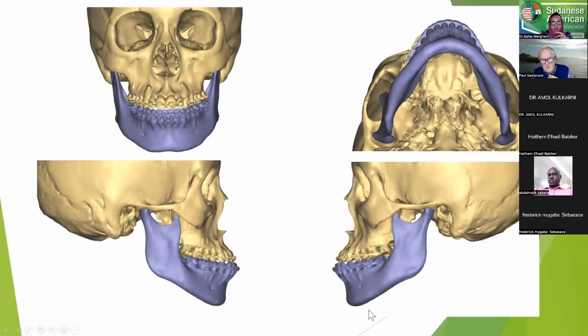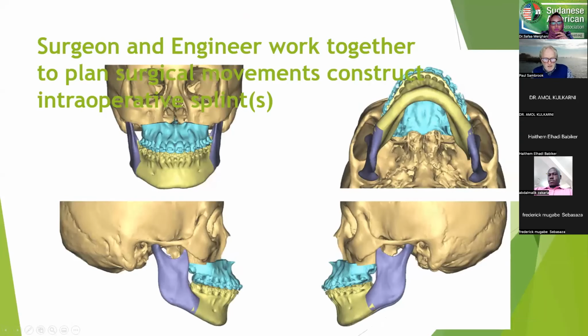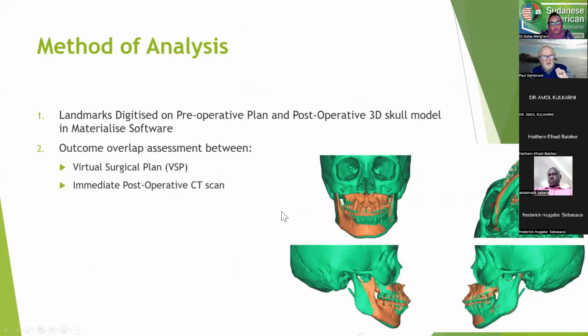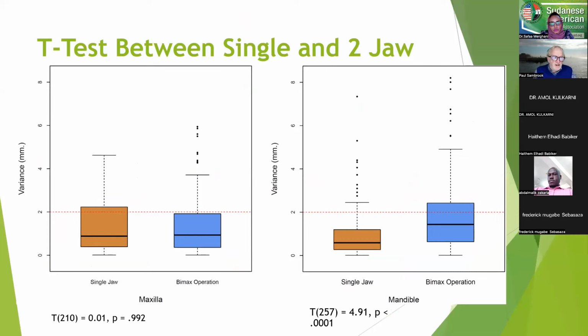And again, we looked pre-operatively, we looked post-operatively. We did a standardized protocol where we had both splints as well as positioning plates, as well as the opportunity for intermaxillary fixation. So we looked at overlap assessment between the virtual surgical plan and the immediate, and found that really the variance was less than 2 millimeters, certainly versus the maxilla and the bimax, and the mandible versus a bimax.